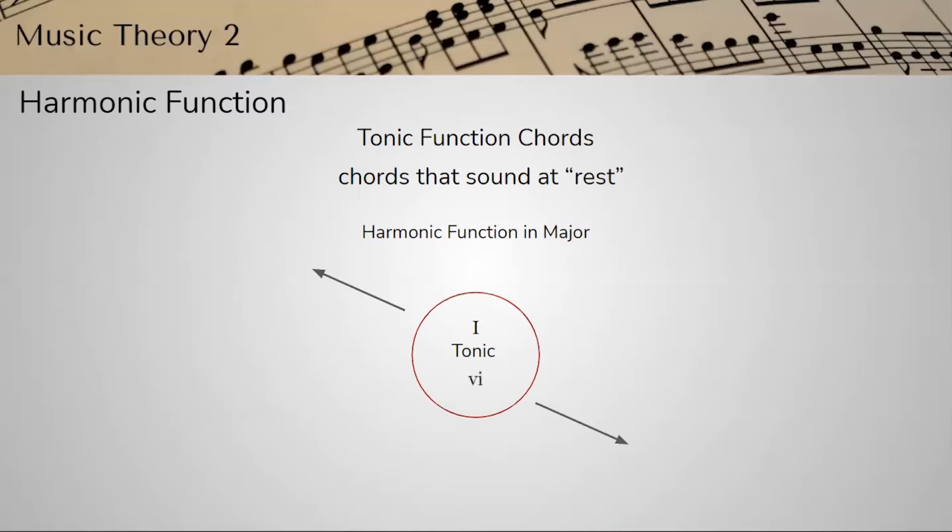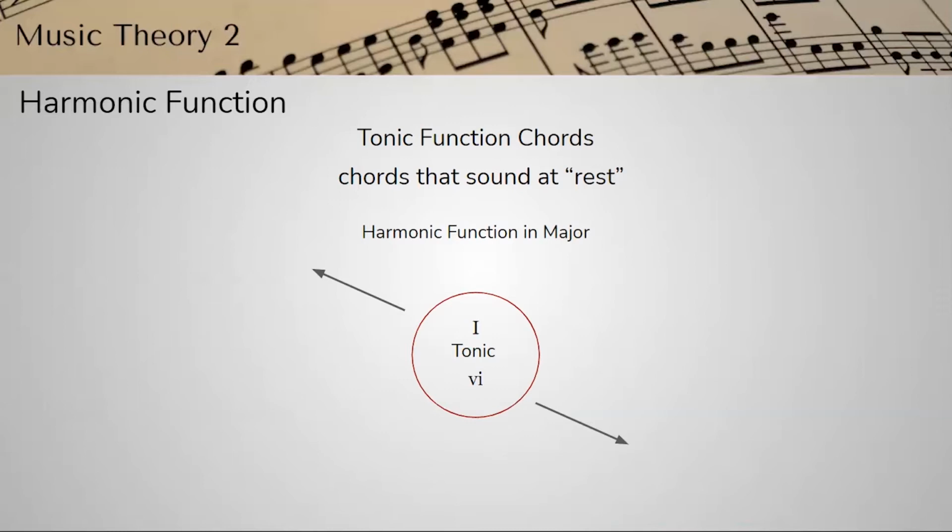But also, we consider the 6th chord to have a similar tonic function. In fact, the 6 has 2 out of the 3 of the same notes as the 1 chord. So it has a very similar sound to the 1 chord. So we have kind of 2 tonic function chords. The 1 is the strongest, right? That's the most at rest. But the 6 also sort of sounds like it's at rest too. Right? It's also pretty stable, pretty restful. So those are our 2 tonic function chords.